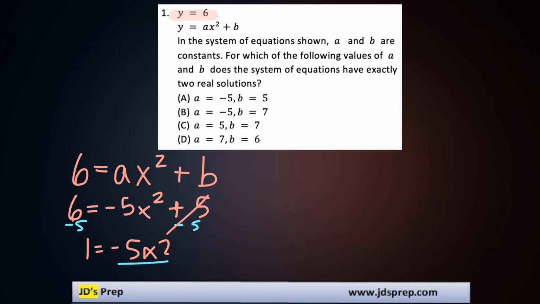Dividing by -5 means that x squared would be equal to -1/5. Now here's where the problem comes up, because in order to solve this equation, we would have to square root both sides, but we can't square root a negative number. That means in this case, there are no real solutions. So we can cross out A.